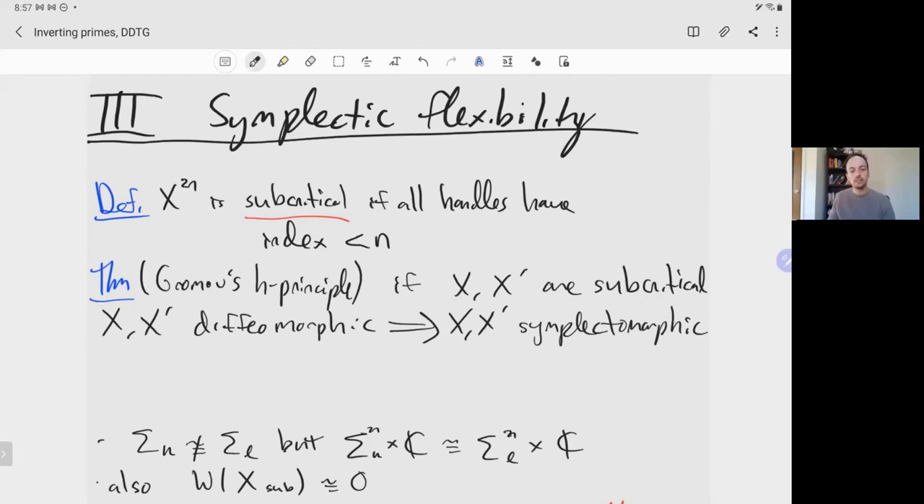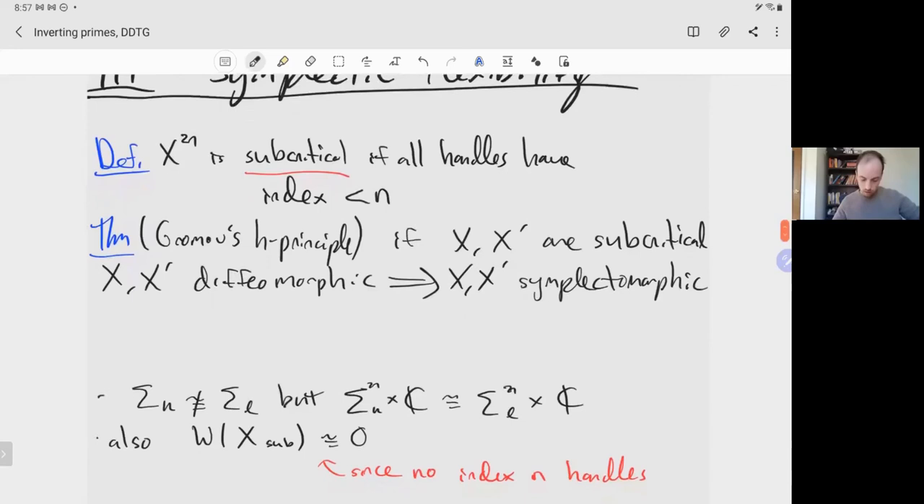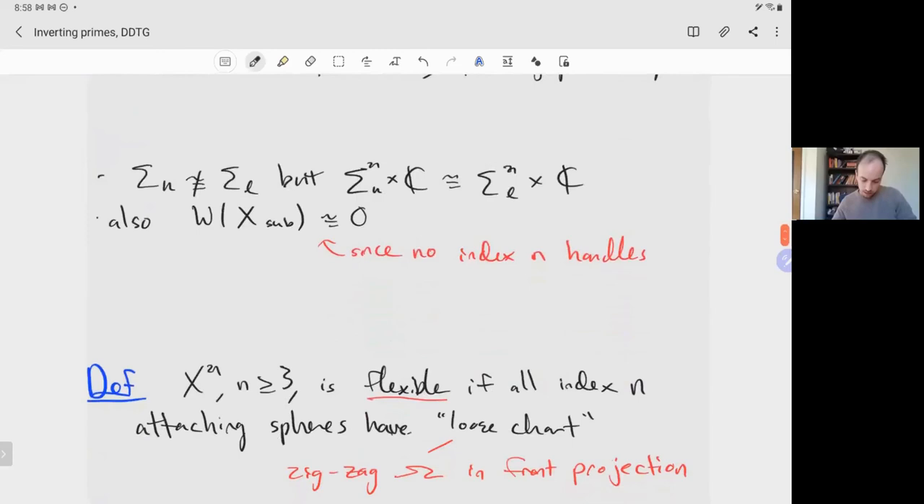I also want to mention that for any subcritical Weinstein manifold, the wrapped Fukaya category is zero. One high-level way to prove this is that there are no index n handles, so there are no generators at all. So the Fukaya category in this case is trivial. And let me mention that there's another class of Weinstein domains which are called flexible.